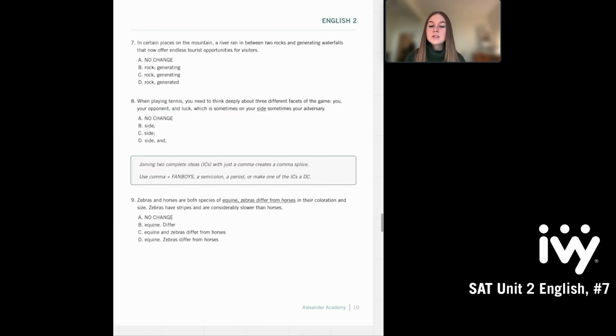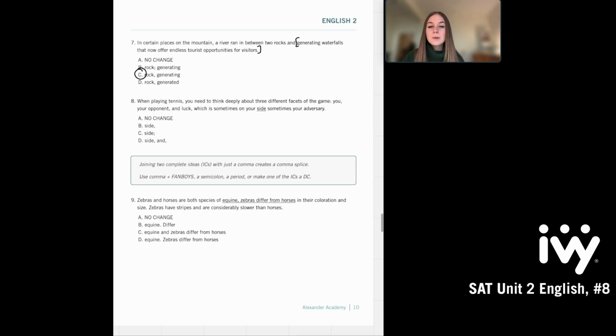Number 7, in certain places on the mountain, a river ran in between two rocks and generating waterfalls that now offer endless tourist opportunities for visitors. In this example, we have a dependent clause beginning with generating waterfalls that ends at the end of the sentence. This is also non-essential information, and so we can add a comma before the word generating and close that non-essential information with a period rather than another comma. Choice C correctly bookends that non-essential information.